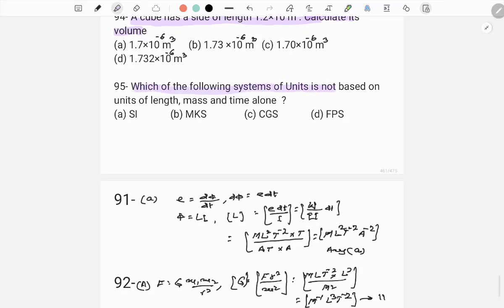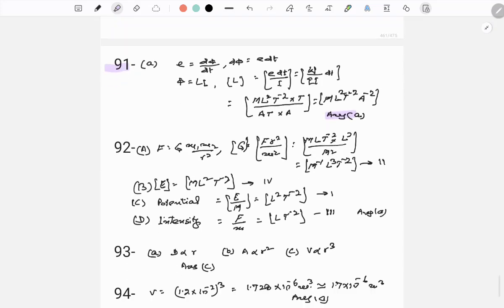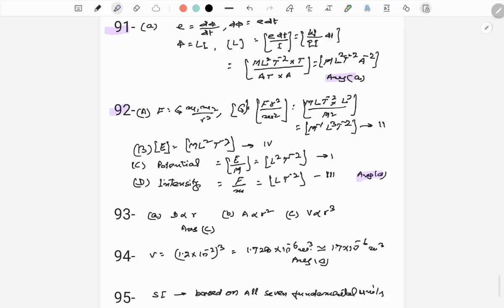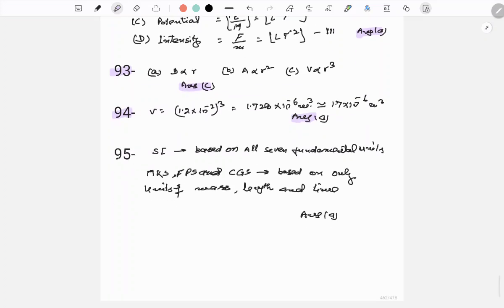Which of the following systems of unit is not based on unit of length, mass and time alone? SI, MKS, CGS, FPS. 91 answer is A, 92 answer is A, 93 answer is A, 93 answer is C, 94 answer is A, 95 answer is A.